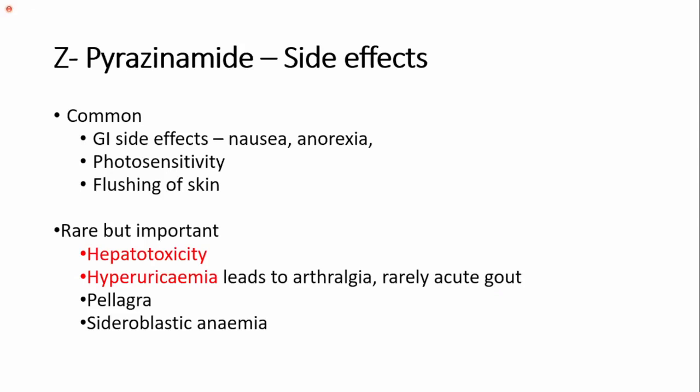It can also cause hyperuricemia. Then you can have something called gout. If you have not learned about gout, you will in the time to come. This can also worsen vitamin deficiencies manifesting as pellagra, and can also cause a sideroblastic anemia.